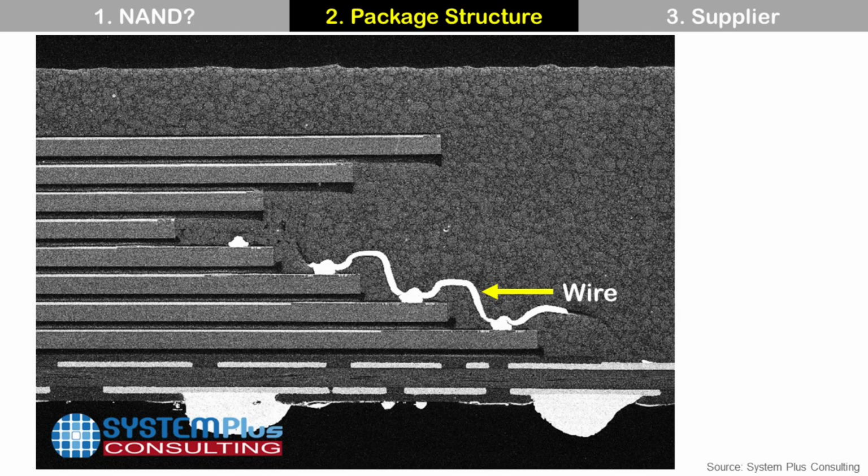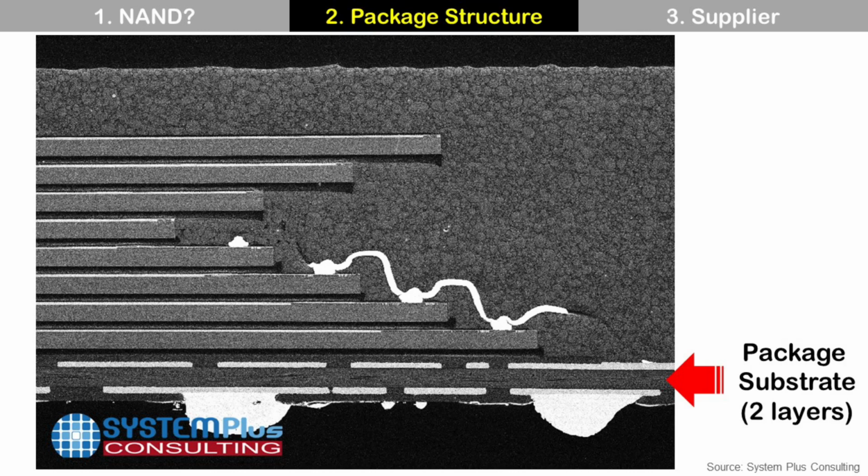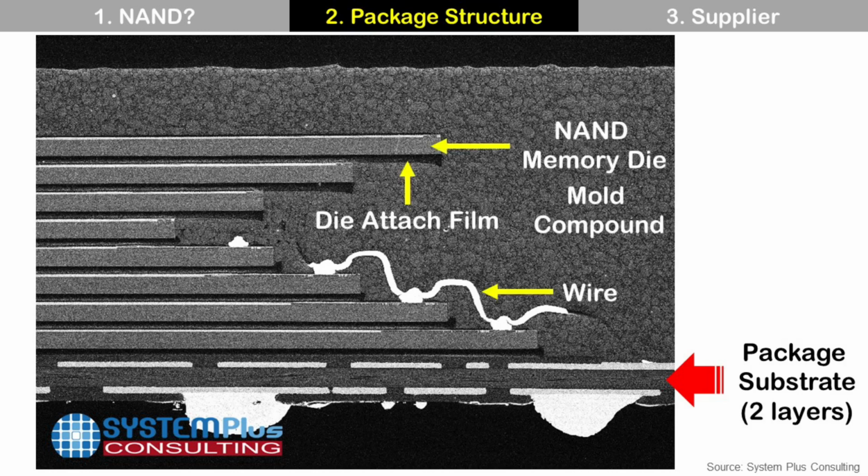Wire is used for electrical interconnection between die and package substrate, and die to die as well. These dies and wires are protected by mold compound. And this is a 2-layer package substrate for the NAND package. NAND memory is not a complex device. That is why this package uses a simple 2-layer package substrate. So, the NAND package has these elements.